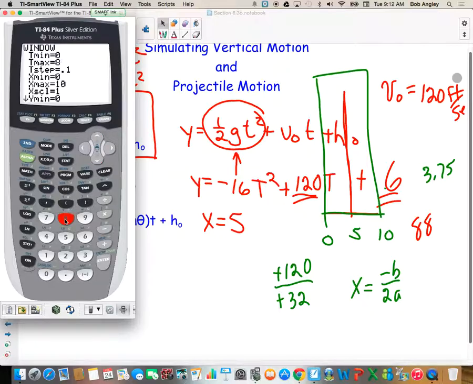Okay, now one or two of you will have trouble adjusting the T's. Basically, if the projectile doesn't get all the way back down to the ground, it just means your T interval's not big enough, just make it bigger. It's never bad to have a T interval that's definitely too big, because all it's going to do is just show it disappearing. Okay? All right, now let's look at this.